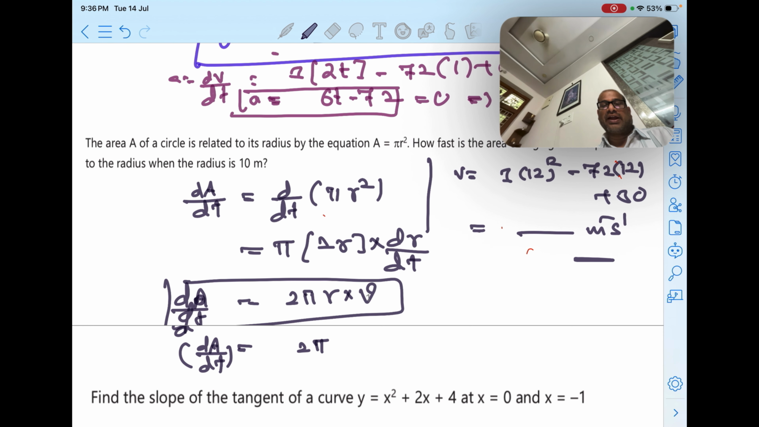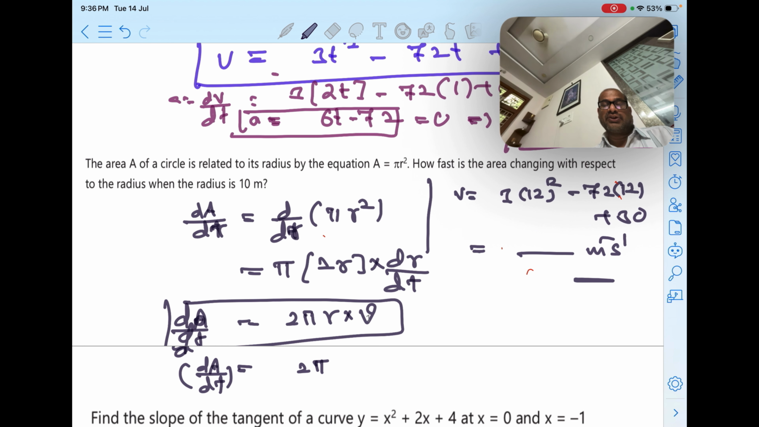So you make it dA by dr, d by dr of pi r square, okay? So pi into d by dr of r square is 2r into dr by dr. This value becomes 1, so this will be 2 pi r. Okay, hope you are getting here.